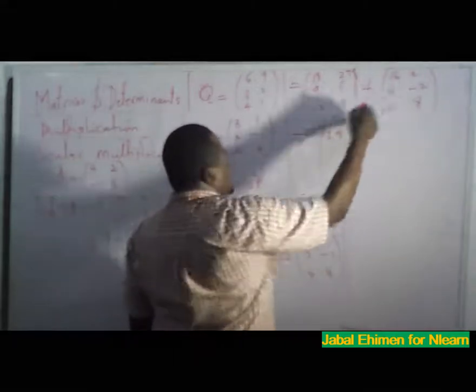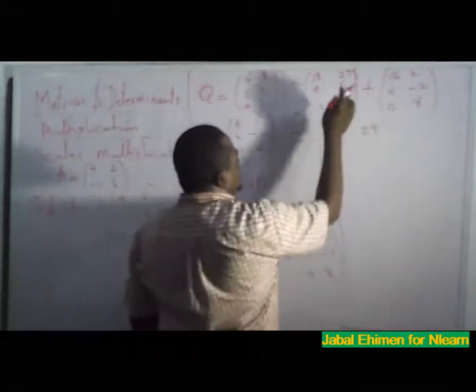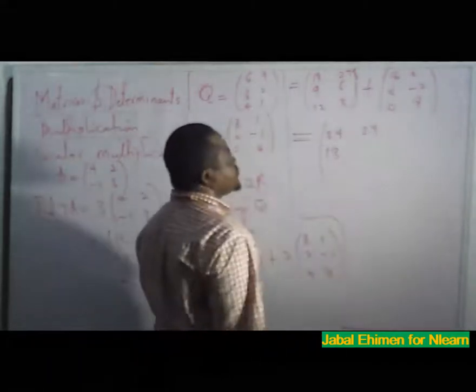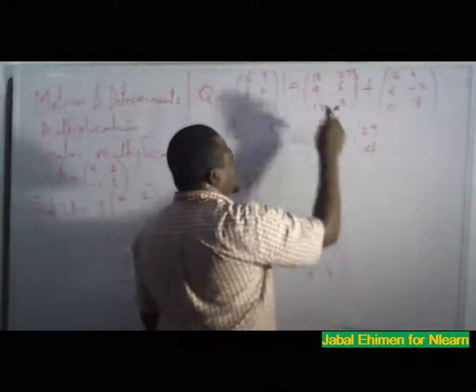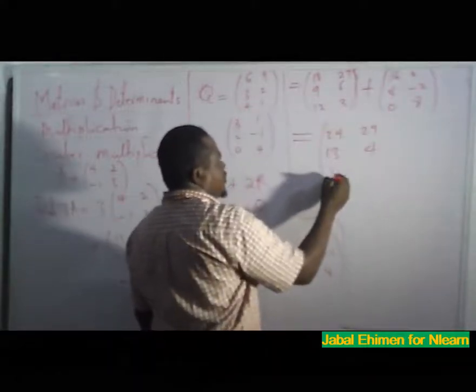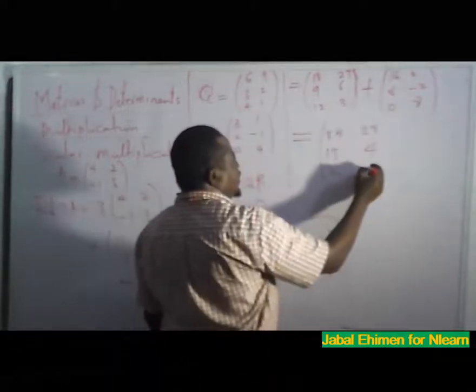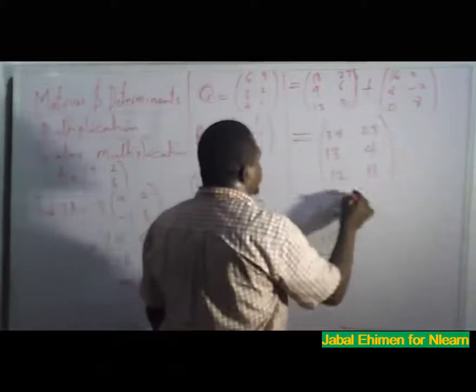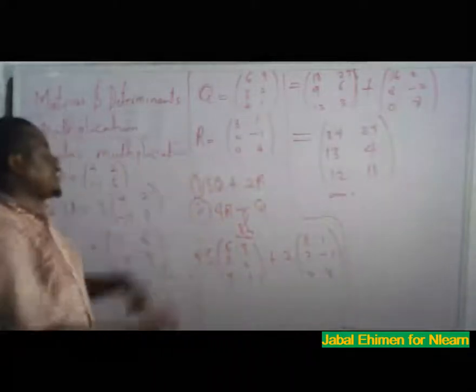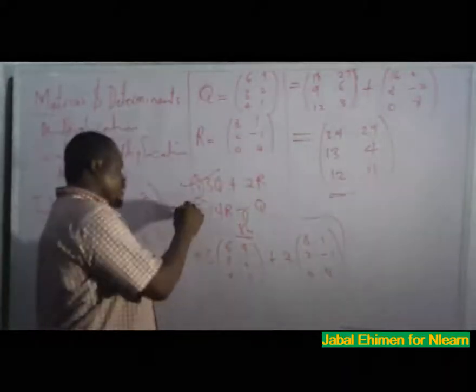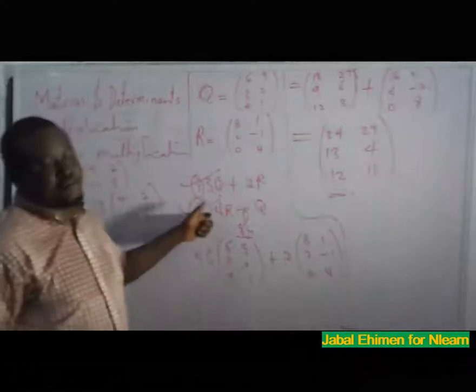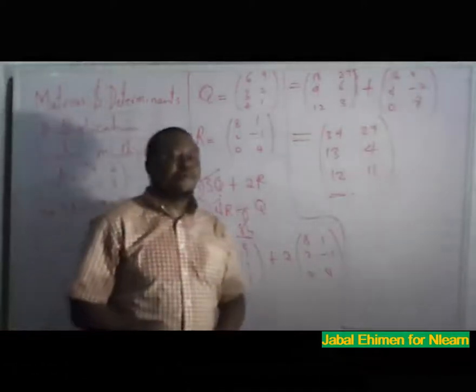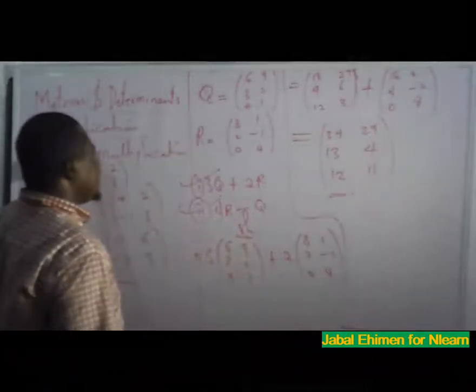You have 13. You have 6 plus minus 2, you have 4. You have 12 plus 0, that's 12. And you have 3 plus this, and that will be 11. So automatically you have that. So I've taken this already. So you will take this as your own practice question. So from there, we've come to the end of scalar multiplication.